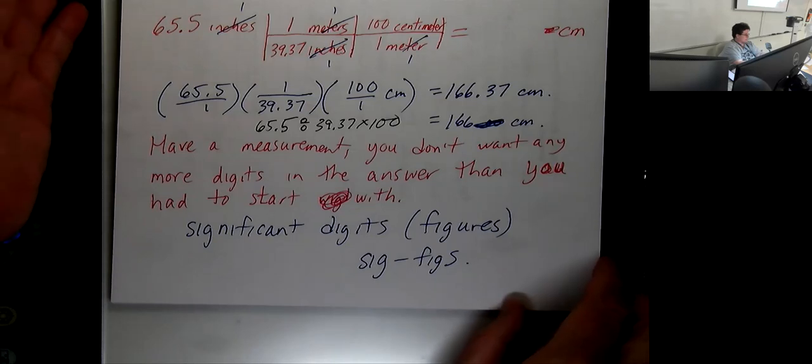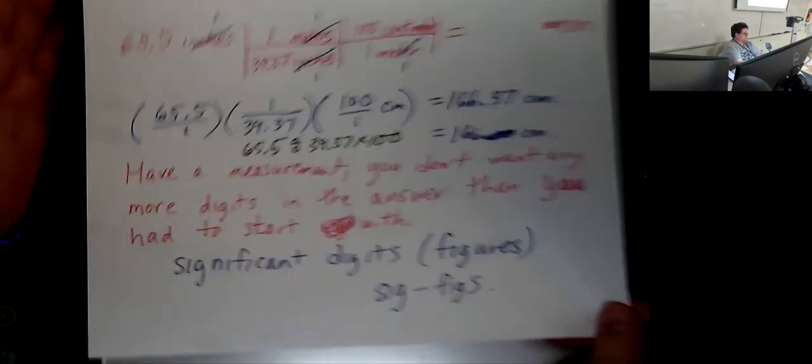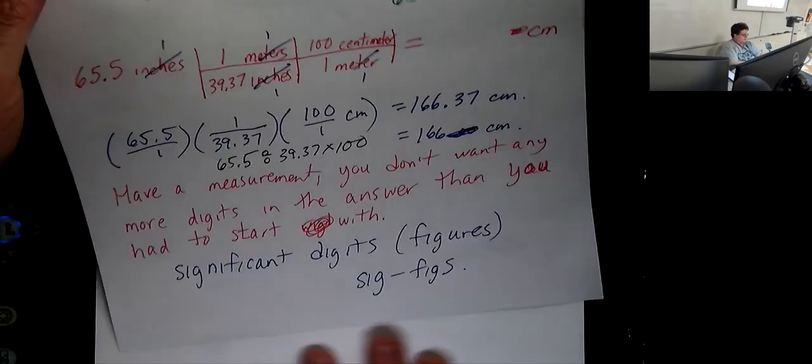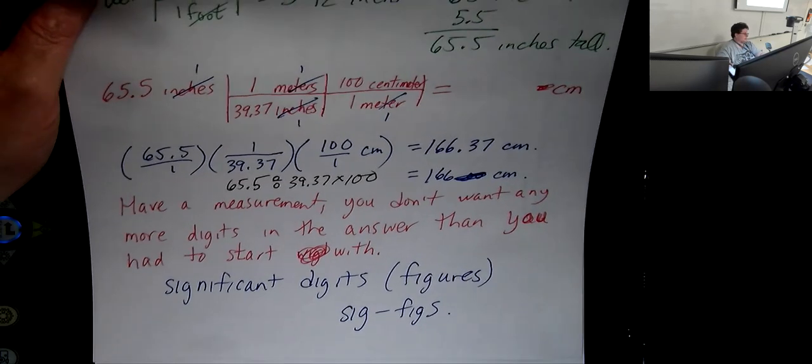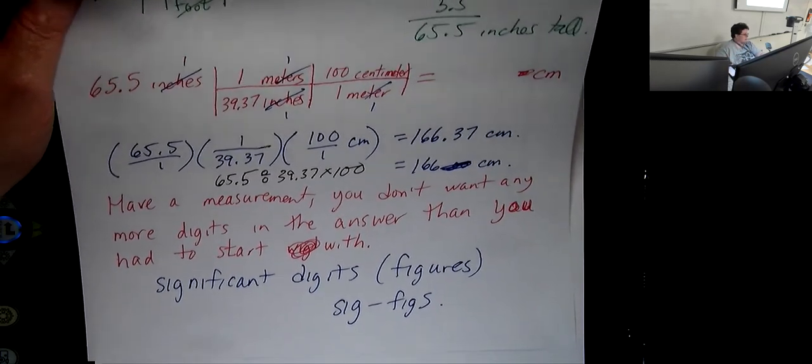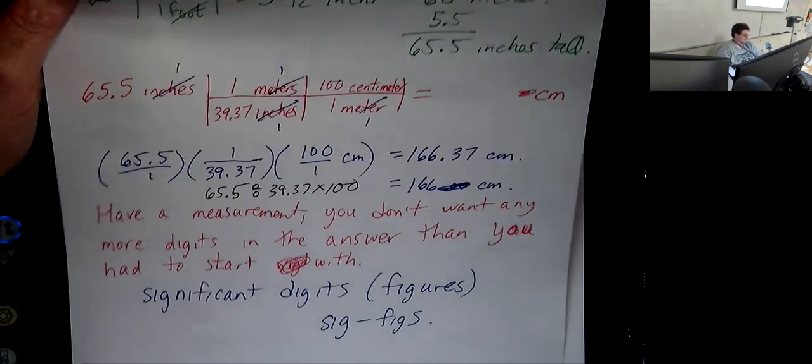Do you have it this time? I see you might have just typed something wrong. I changed the 39.37 and put it on top. I started to do that too. Yeah, if you put them on the wrong side, it's going to make a difference.